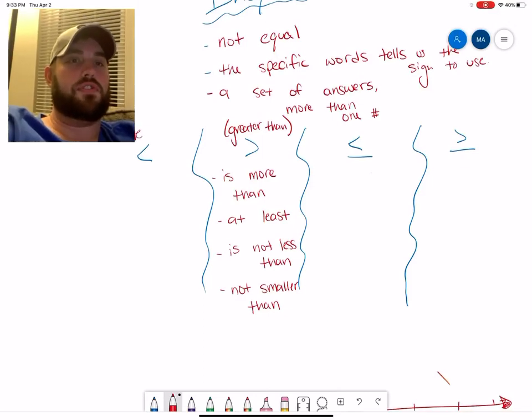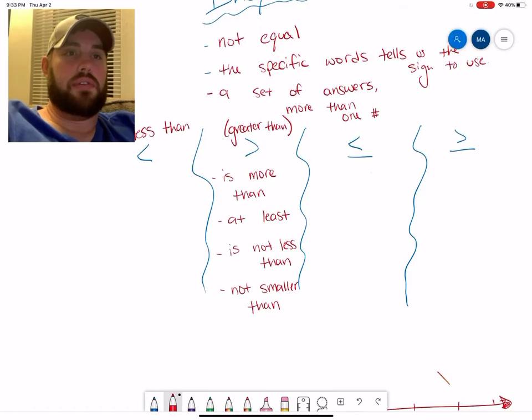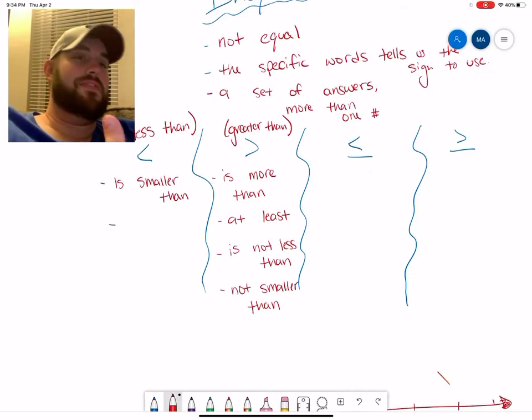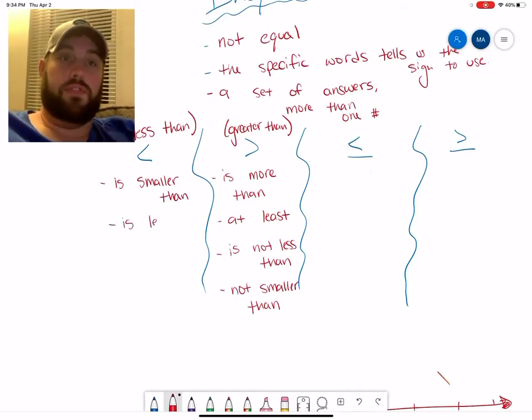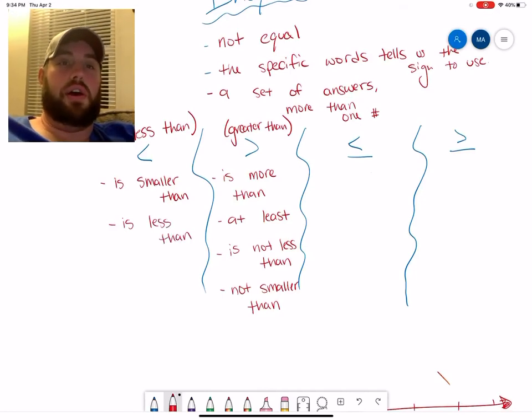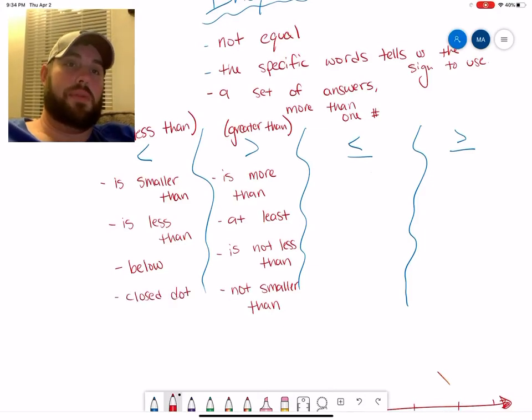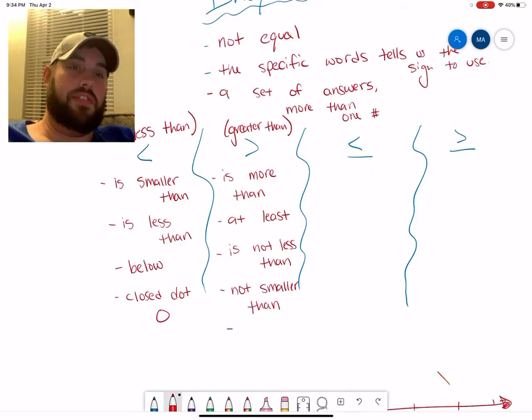Okay, I'm going to move on to the less than symbol next. With less than, there are some specific words that you use. The first one is smaller than. So 5 is smaller than 7, so 5 is less than 7. Another one is less than. Is smaller than, is less than, below. So it's at least 5 degrees below zero, so x is less than -5.